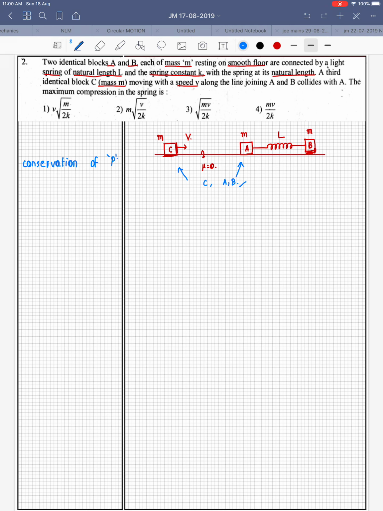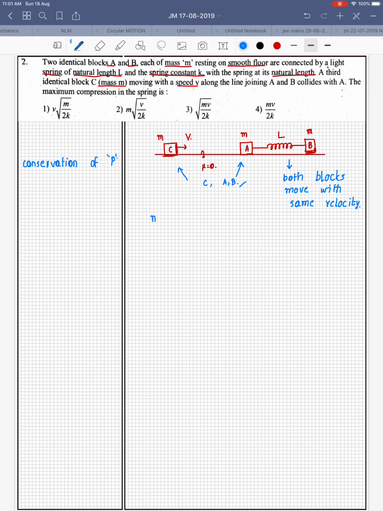And remember, the maximum expansion or compression in a spring you can get when both blocks move with the same velocity. Just remember this point, same. In these kinds of situations, when both the blocks are moving with the same velocity, you get maximum compression at that particular point. Fine. So let me conserve the momentum.